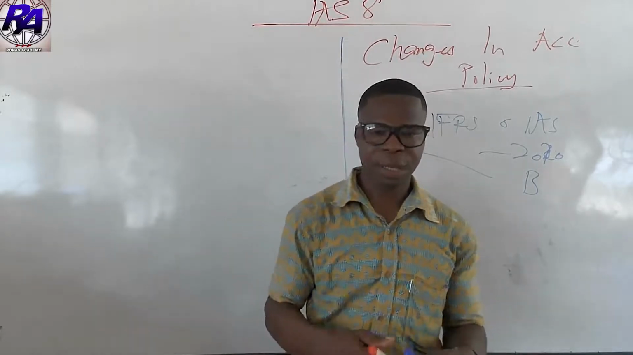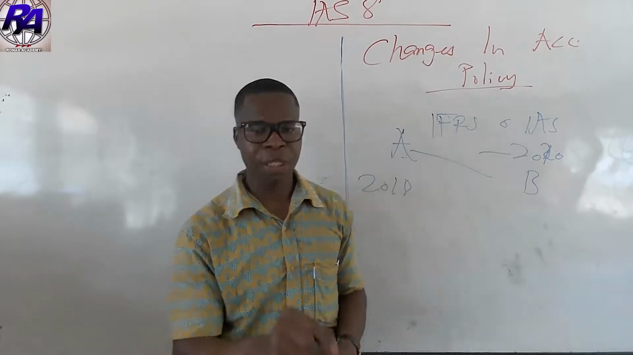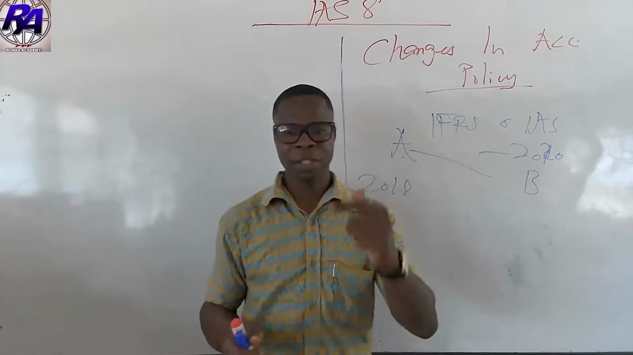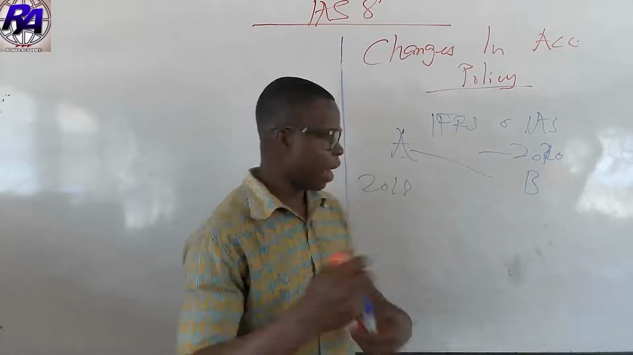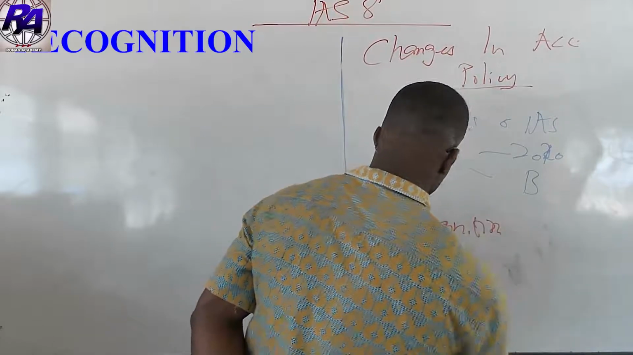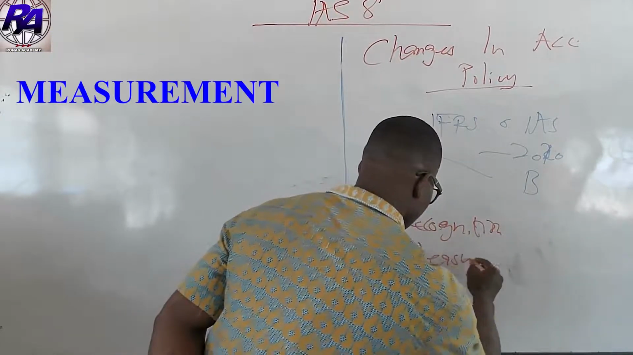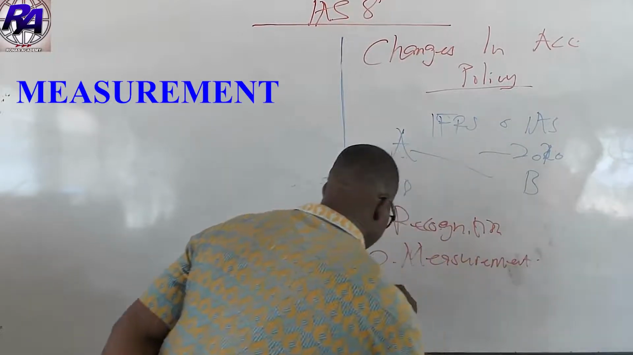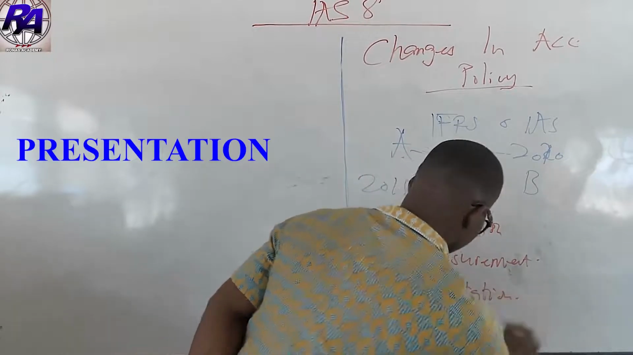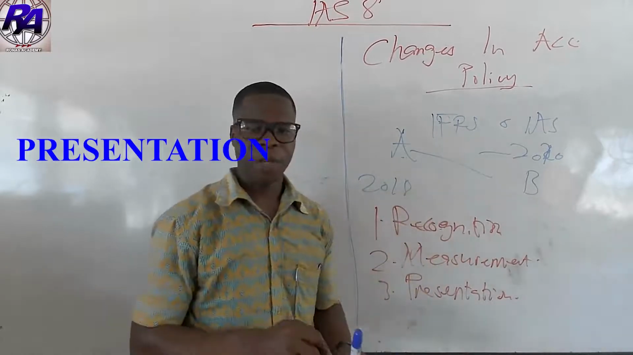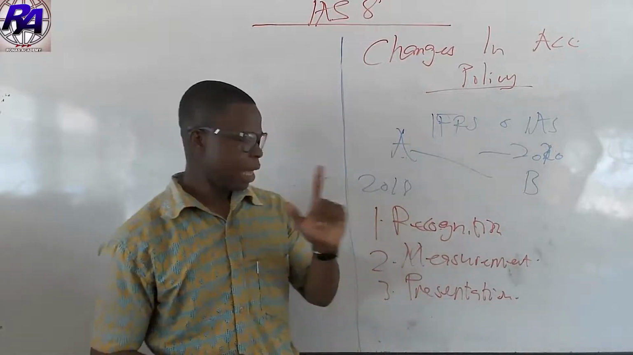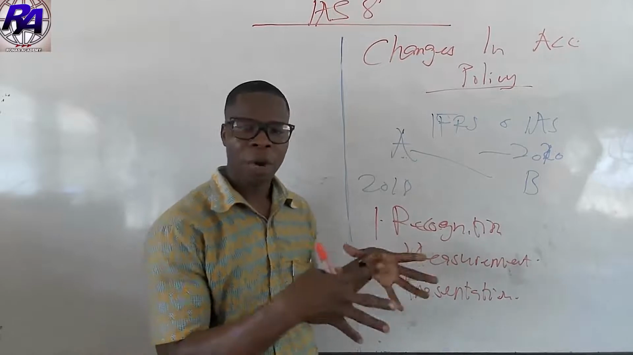Right, there are some criteria that will inform you that there is a change in accounting policy. We have about 3 criteria. The first one is recognition. The second one is measurement. And the third one is presentation. All right. Anytime we say there is a change in an accounting policy, we are looking at any of these 3 things happening, not all of them happening concurrently.